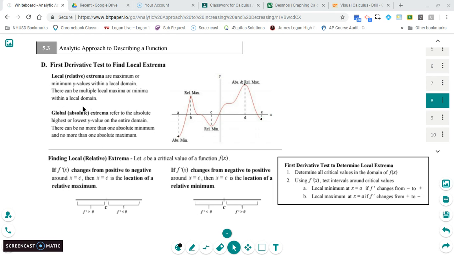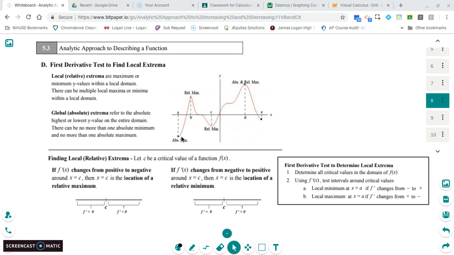Let's just recap what extrema are. There are two types of extrema. There's local, or another term is relative extrema, so those are interchangeable words, and global and absolute extrema. A relative or local extrema are any peaks and valleys on a curve, and that could include the endpoints. Those could be relative extrema.